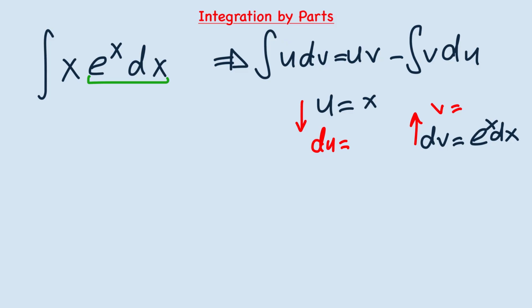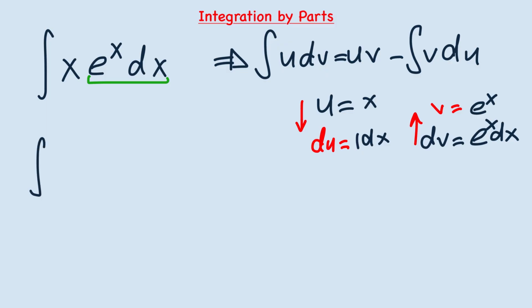Next step, we have to find du and v. To find du, we have to find the derivative of x, which is only 1. So we have to write only 1 dx. And to find the value of v, we have to integrate e to the power x dx. And the integration of e to the power x will be again e to the power x. Next step, we have to use all of this information and plug them in our formula or rule. So let us do it together.